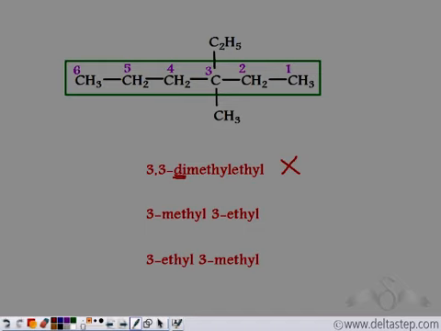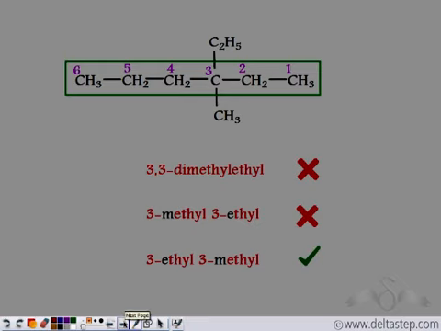Now we have 3-methyl-3-ethyl and 3-ethyl-3-methyl. How should we name it? Well, the rule given by IUPAC says that when we have two or more substituents, we take the first letter of the substituents and the substituents are arranged alphabetically. So in this case, the first letter of ethyl is E, the first letter of methyl is M. So if we arrange it alphabetically, we first should have ethyl and then methyl. We cannot have methyl before ethyl. So this is wrong and this is right.